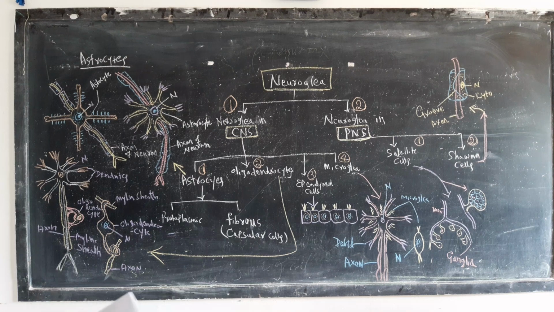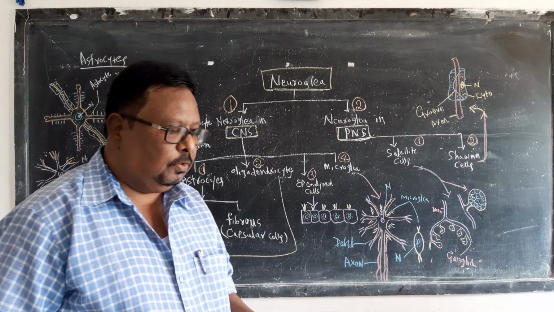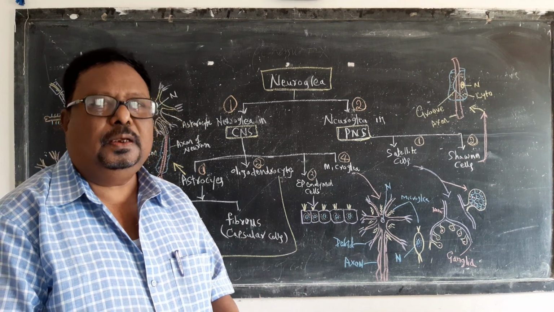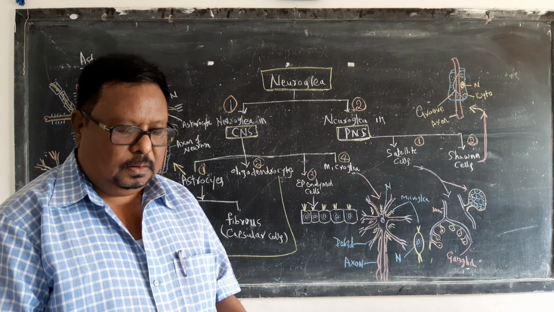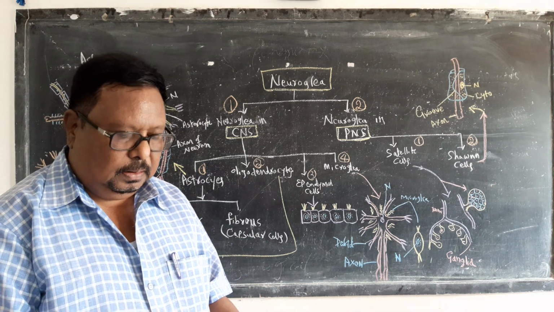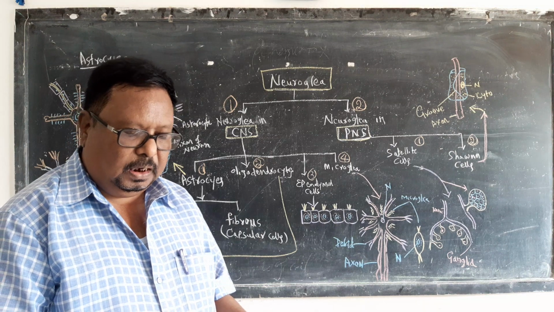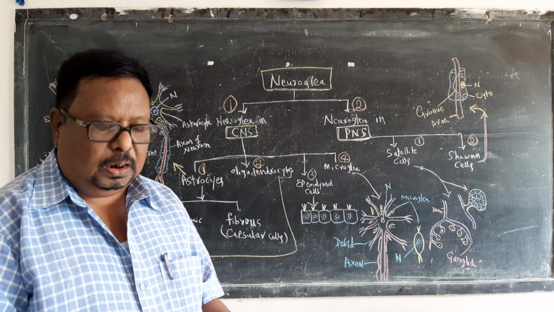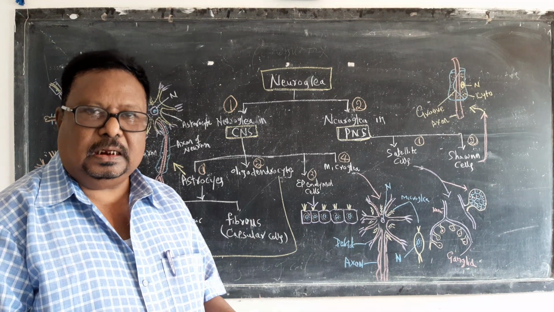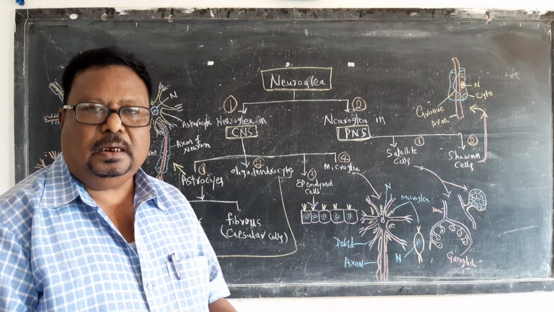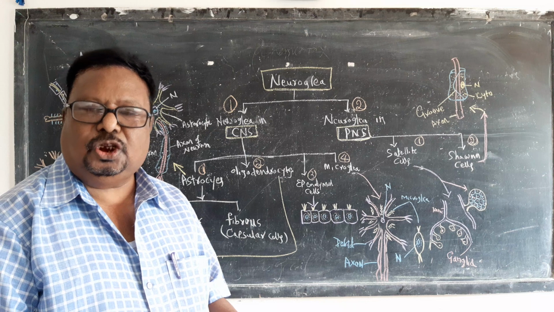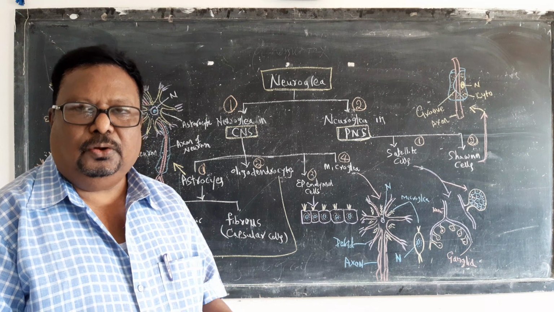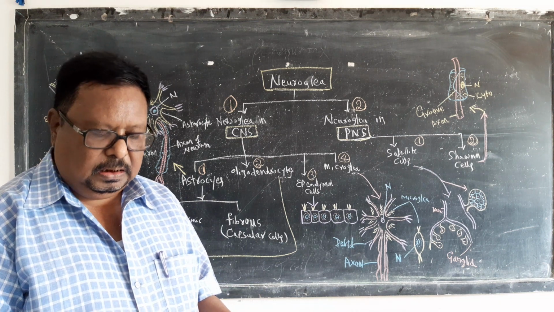Good morning, students. Today we are going to learn about the neuroglia. I have already told you that the nervous tissue is made up of neurons and neuroglia, the main components of the nervous tissue. We are studying the nervous system, and in this system there are two types of cells present. This tissue is a very specialized type of tissue.